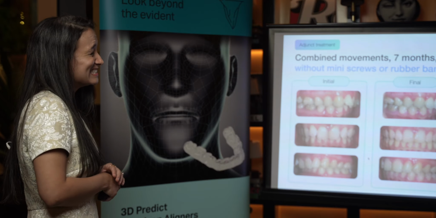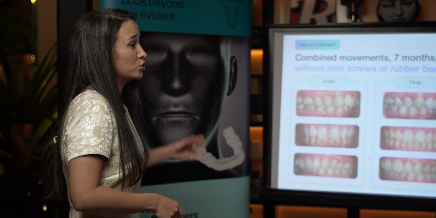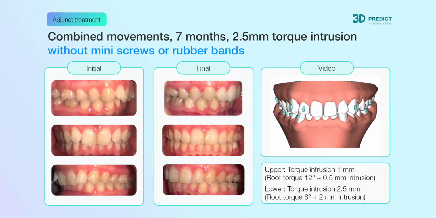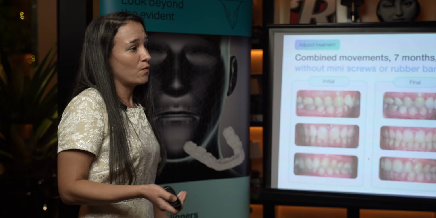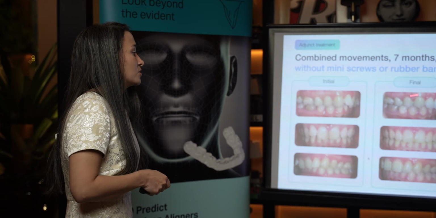Deep bite is hard to treat. It's difficult to treat because intrusion, which usually is combined with torque for anterior teeth, is two very difficult movements by themselves, but combined, they're even more difficult. Basically impossible without using rubber bands and all that. And we're not going to start using rubber bands. But with 3D Predict, you can now start treating these cases.